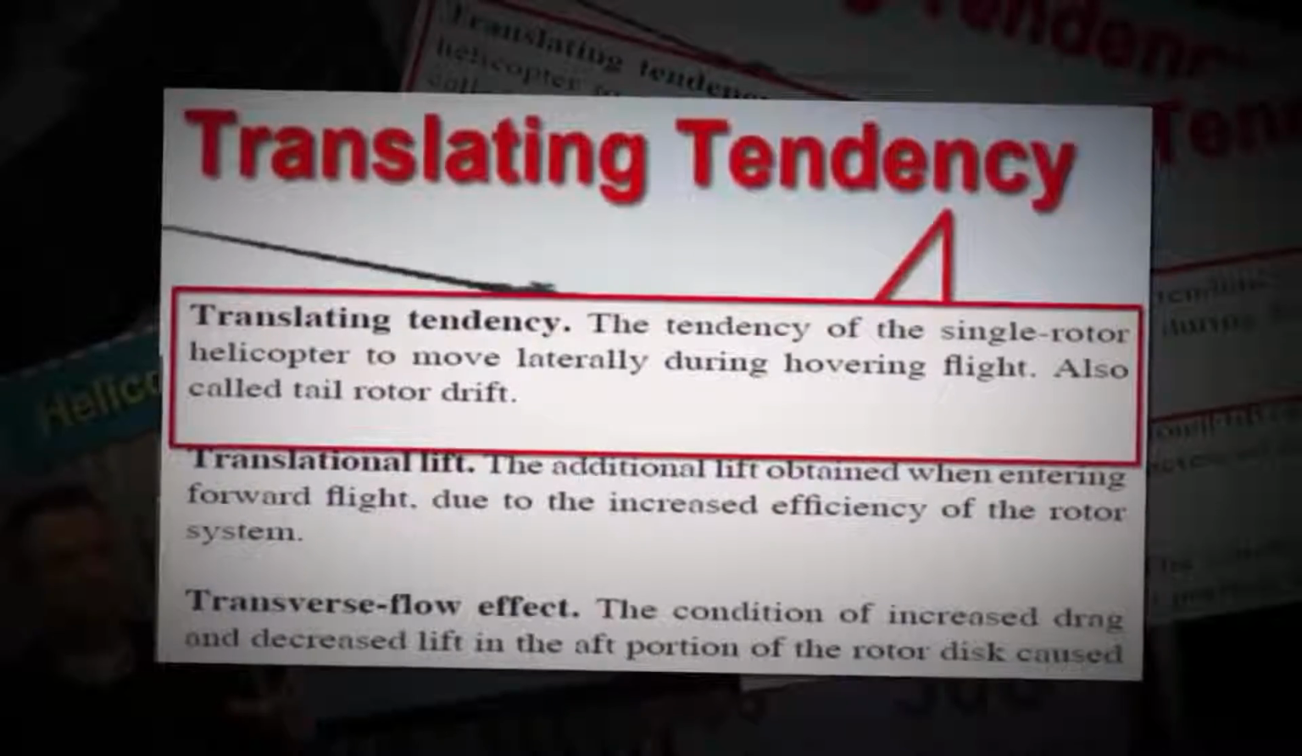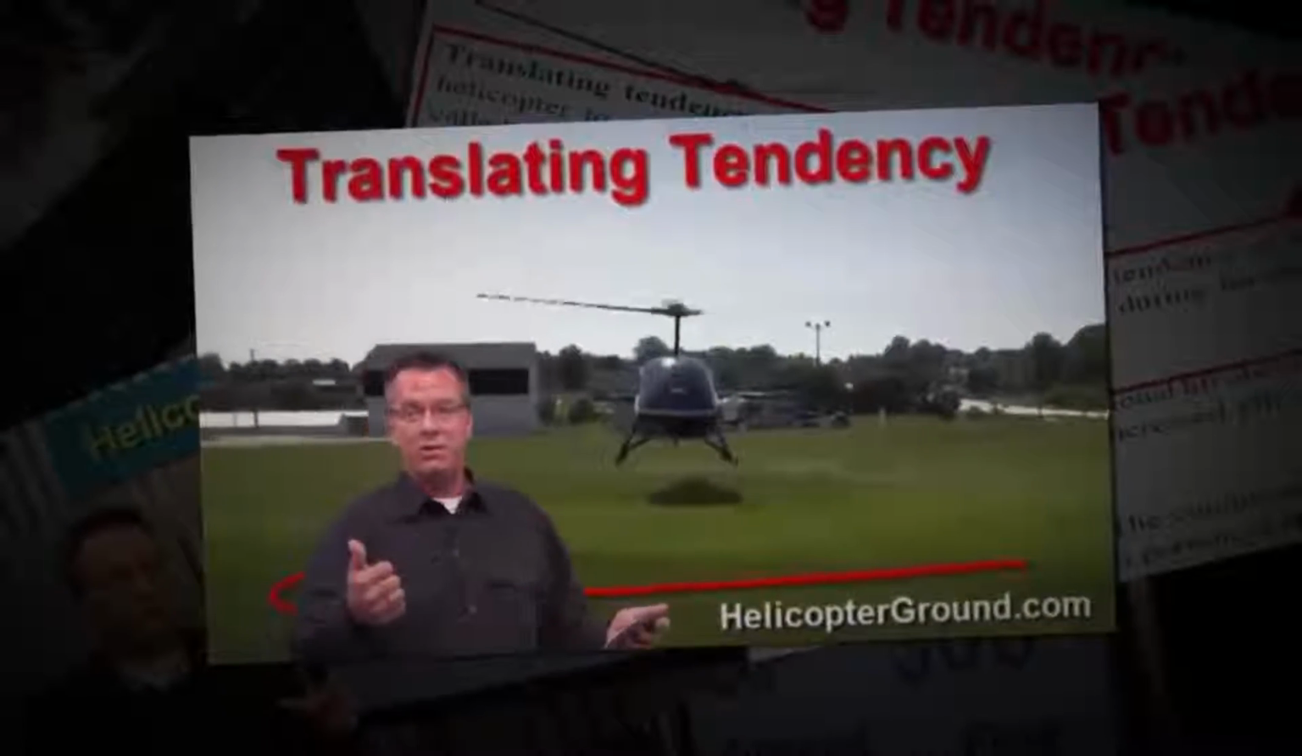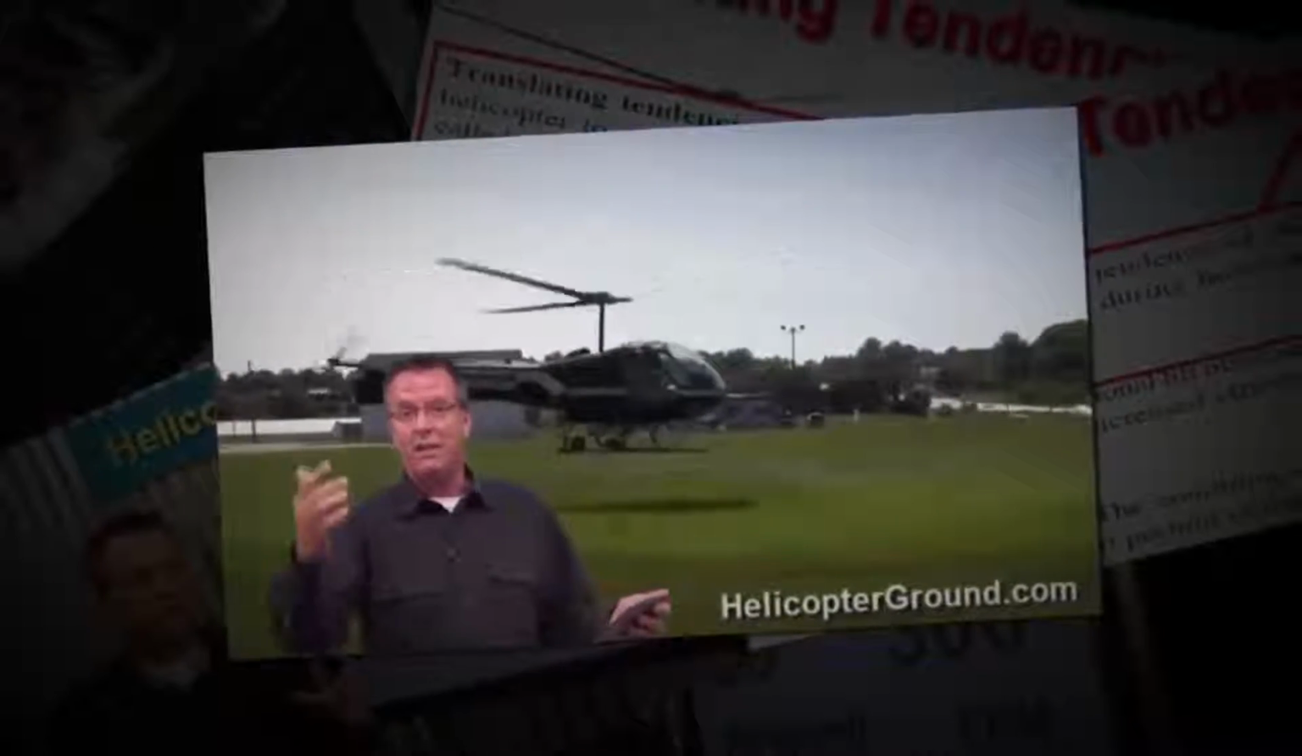Hovering flight, also called tail rotor drift. It's one of the 3 T's that everybody screws up: effective translational lift, transverse flow effect, and translate.